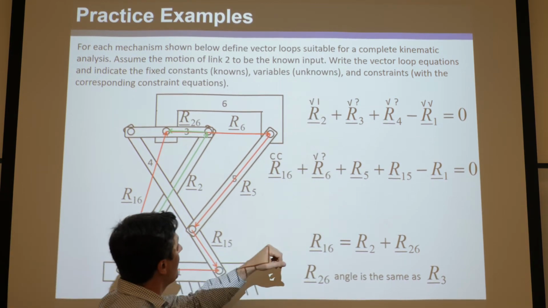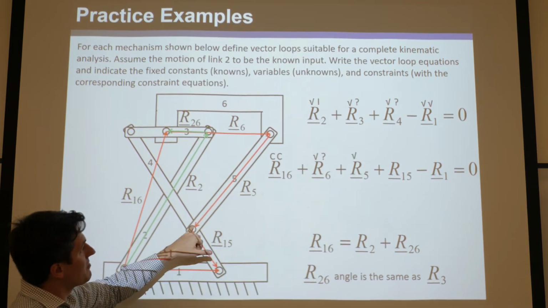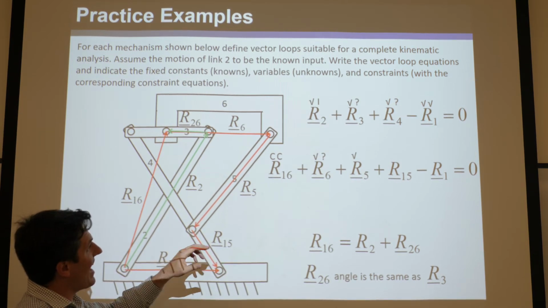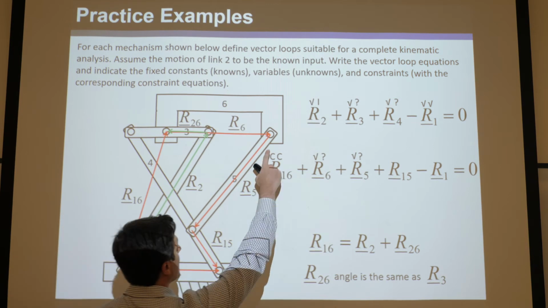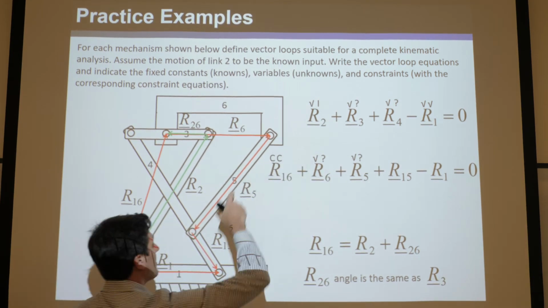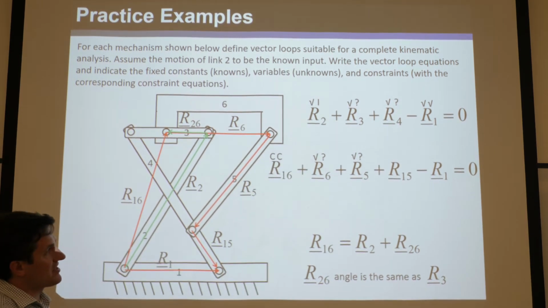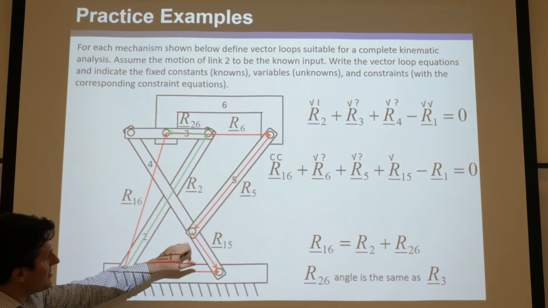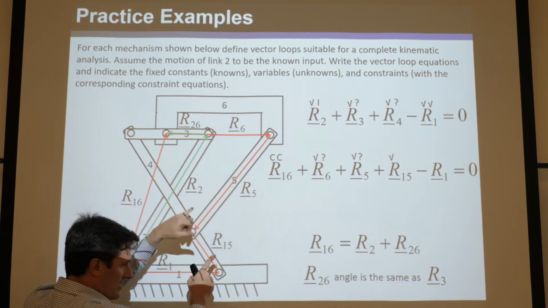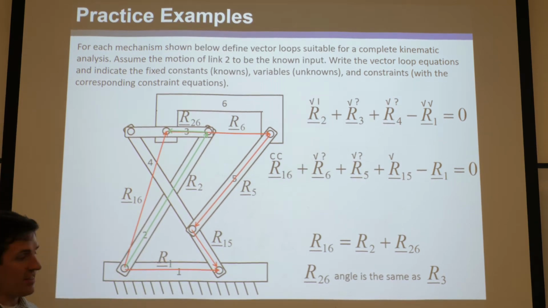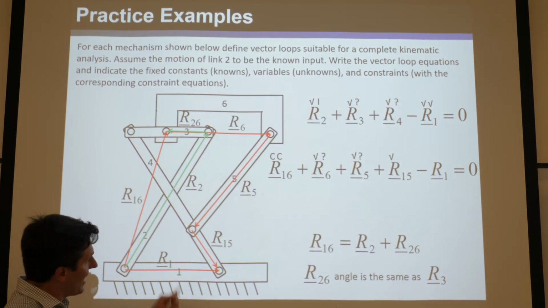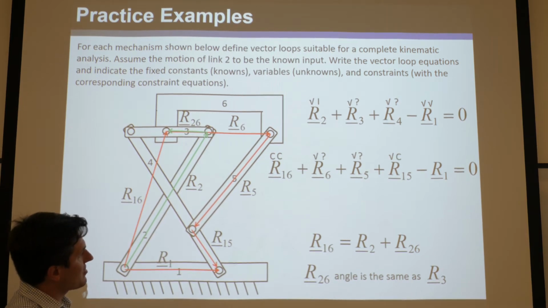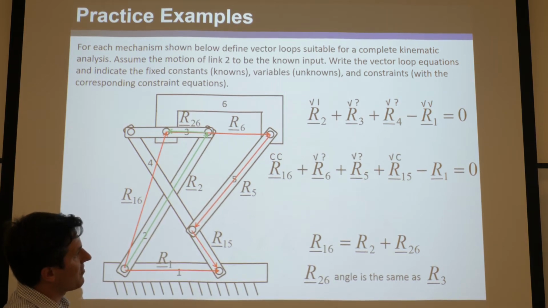Okay, R5. We do know the magnitude. We could measure that. It doesn't change as a function of theta 2. And its angle, we don't know. Okay, we'd have to draw a horizontal there and go all the way around there. That's going to change. Okay, it's another unknown. Okay, R15, we do know its magnitude. Again, we could measure the distance between these pins and it doesn't change as theta 2 changes.